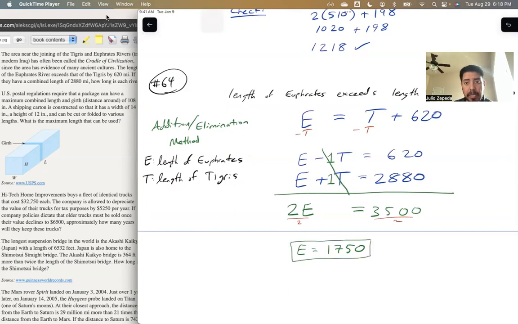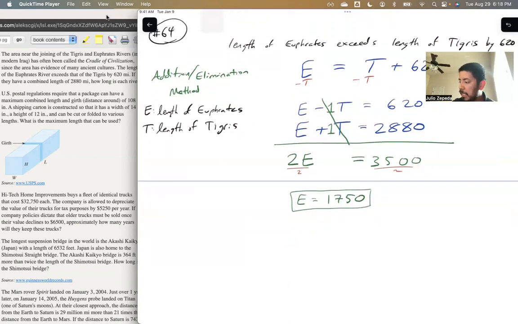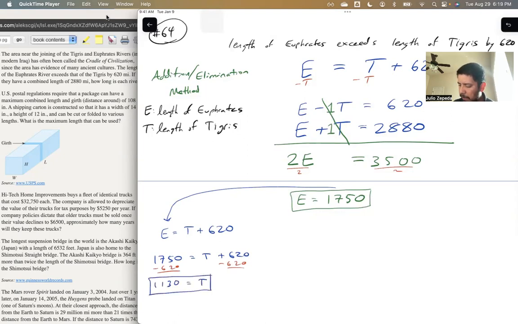And so I can go ahead and plug in to one of my equations. Let me write my original equation. E is equal to t plus 620. And I will plug in my value of E here. So 1750 equals t plus 620. And if I solve for t, let's see what I get. So I have the value of t now, 1,130.